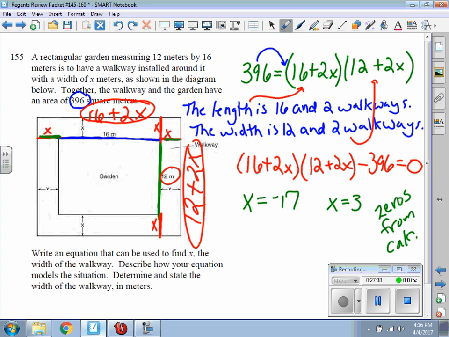But then you have to ask yourself, does that answer make sense? Well, if x means the width of the walkway, how do you have negative 17 feet as the width of the walkway? You can't. So we would say, that's not the answer. How wide is the walkway? 3. 3 what? Determine and state the width of the walkway in meters. Oh, okay, it's 3 meters. I thought it was feet, it's meters. So that's a pretty wide walkway, 3 meters, all the way around. Does that make sense? Yeah, it does. Negative 17 didn't make sense.